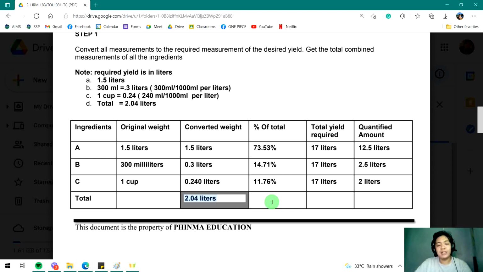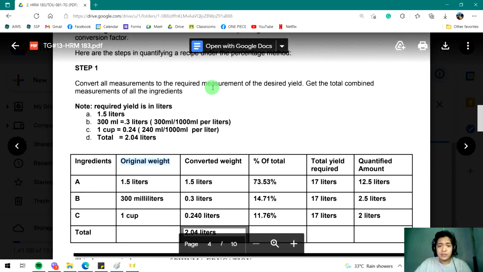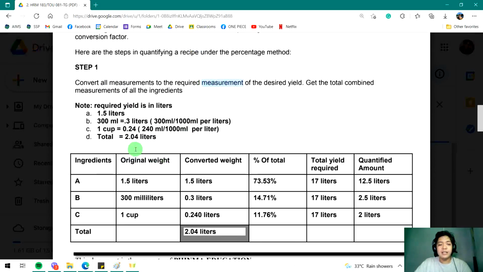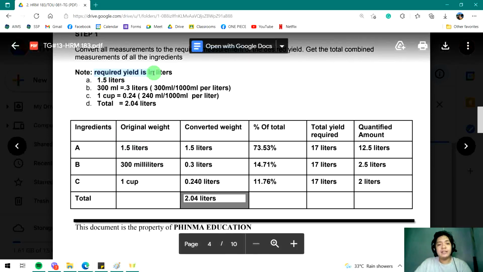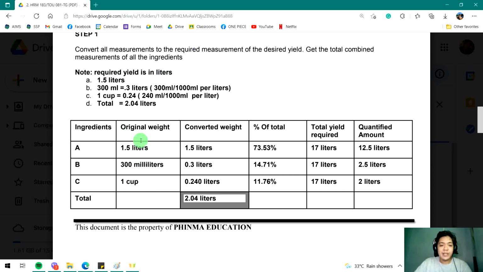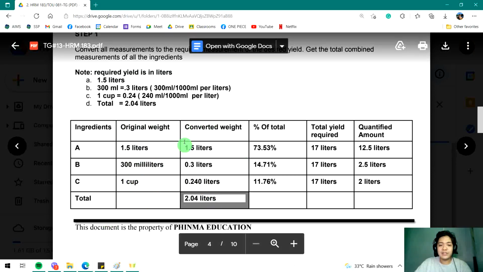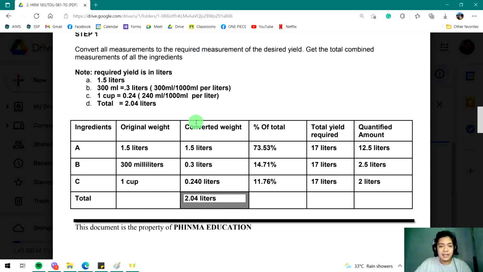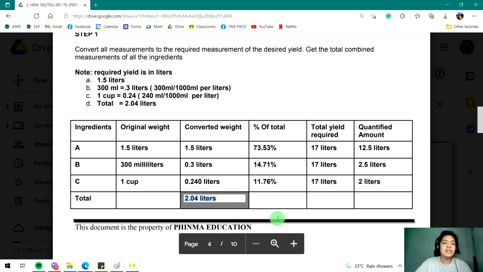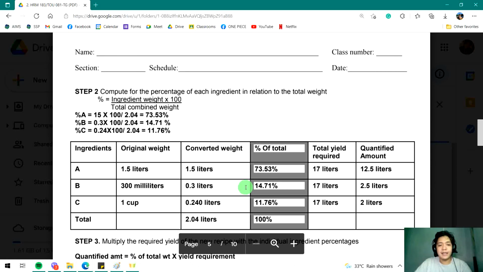So, yan. Tapos na, no? So, ang first step natin is to convert all of the original weight to the measurement of the desired yield. In this scenario, the required yield is in liters. So, we will convert all of the original weights of our ingredient into liters first. Yun ang una natin kailangan gawin for step 1. And then we will just add everything up. We will have a total of this 2.04 liters, and we will use this for the next following steps. Ayan. Next na.